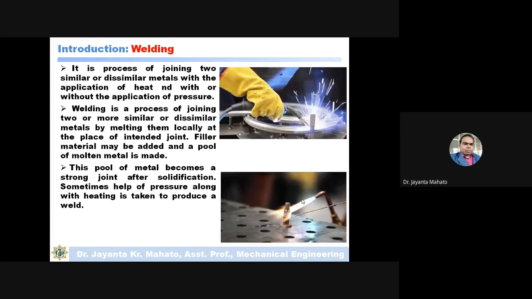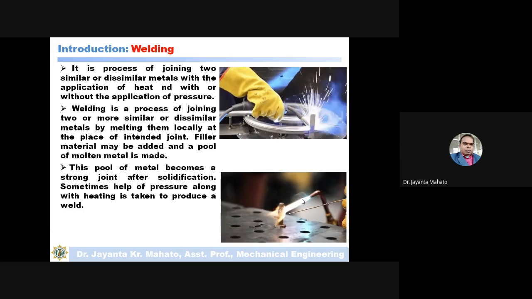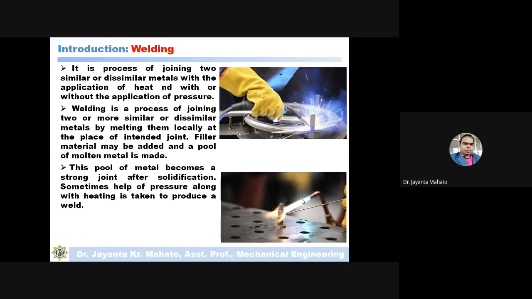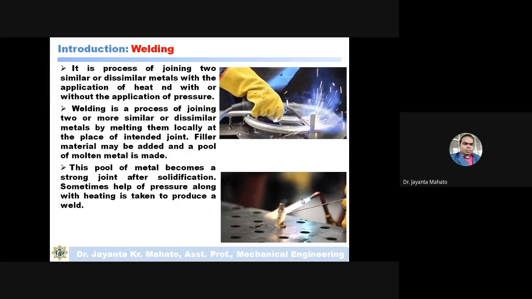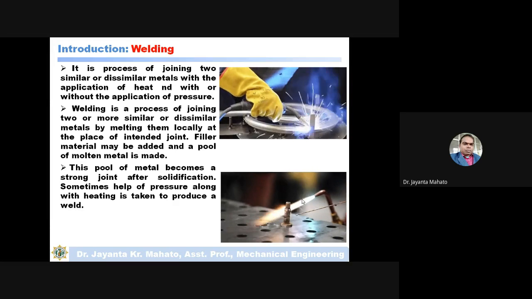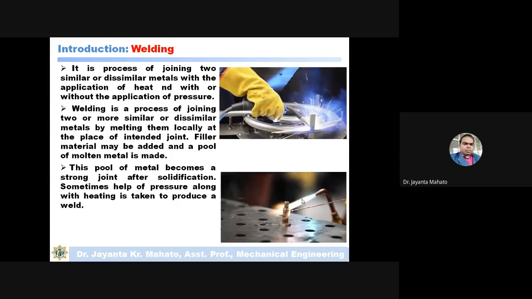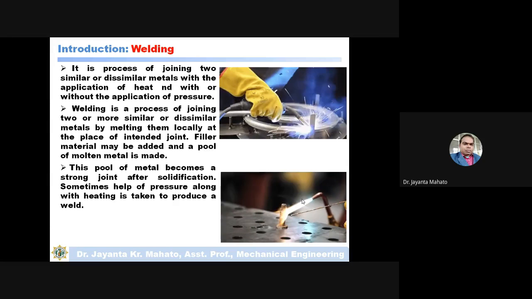Sometimes the help of pressure along with heating is taken to produce a weld. Sometimes pressure is applied in the welding zone, and sometimes it may not be applied. That depends on the welding technique, whether pressure is required or not. But the main physics behind welding is melting the material at the zone where welding is required, and using filler material if needed. After rapid solidification, those two parts will get joined together.